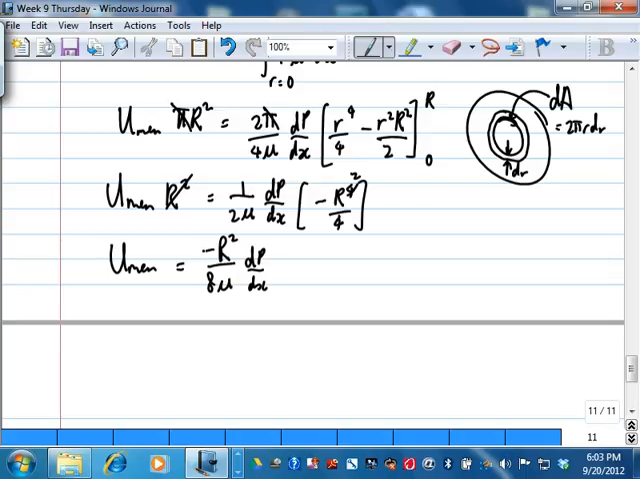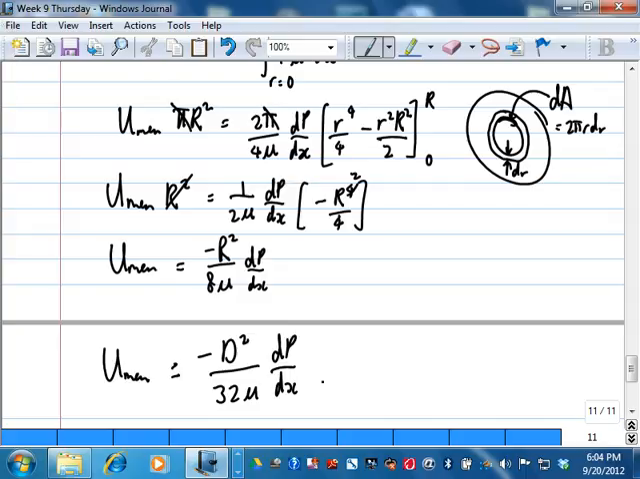What do we have to do now? If we don't like the radius, we can put the diameter: minus D squared, 2 squared is 4, 4 times 8 is 32. How do we go from 8 to 32? Because R is D over 2, so I replace R with D over 2. So I get D squared over 4. 4 times 8 is 32.